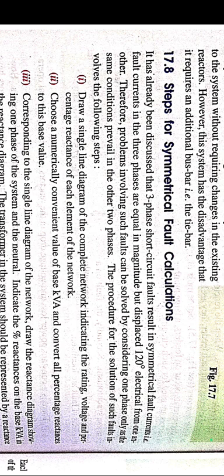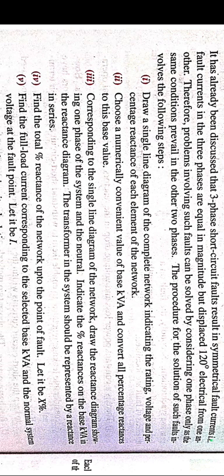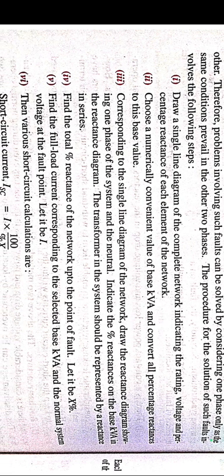The procedure for solution of such a fault is: draw a single line diagram of the complete network, indicating the rating, voltage and percentage reactance of each element of the network. Choose a numerically convenient value of base kVA and convert all percentage reactances to values corresponding to this base kVA. Draw the reactance diagram of one phase of the system to the neutral, and indicate the percentage reactances to the base kVA.